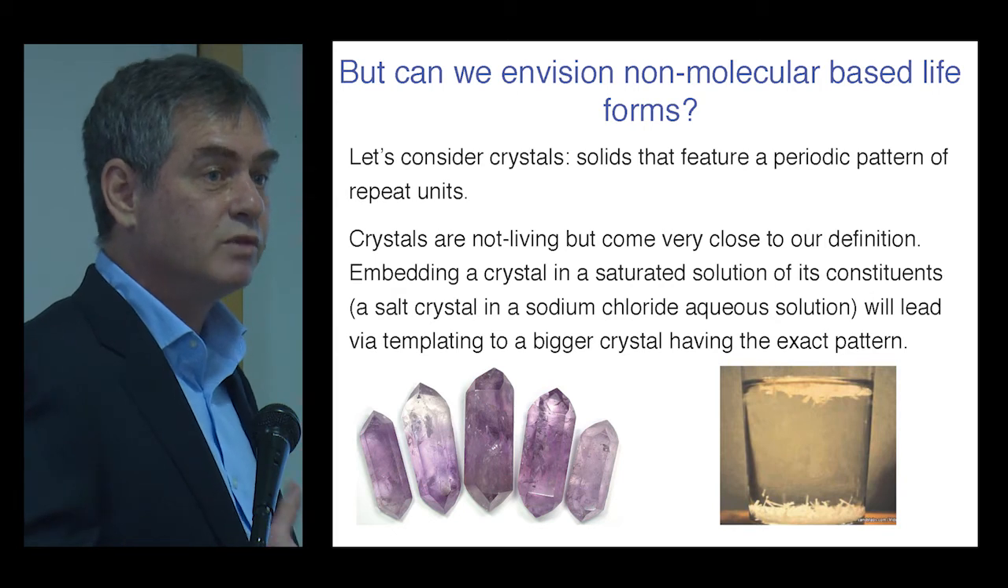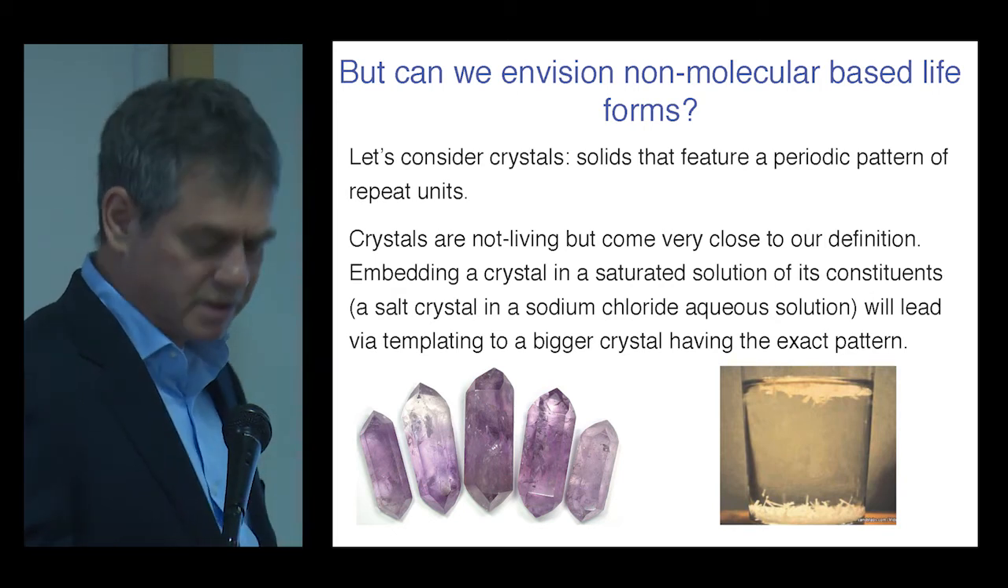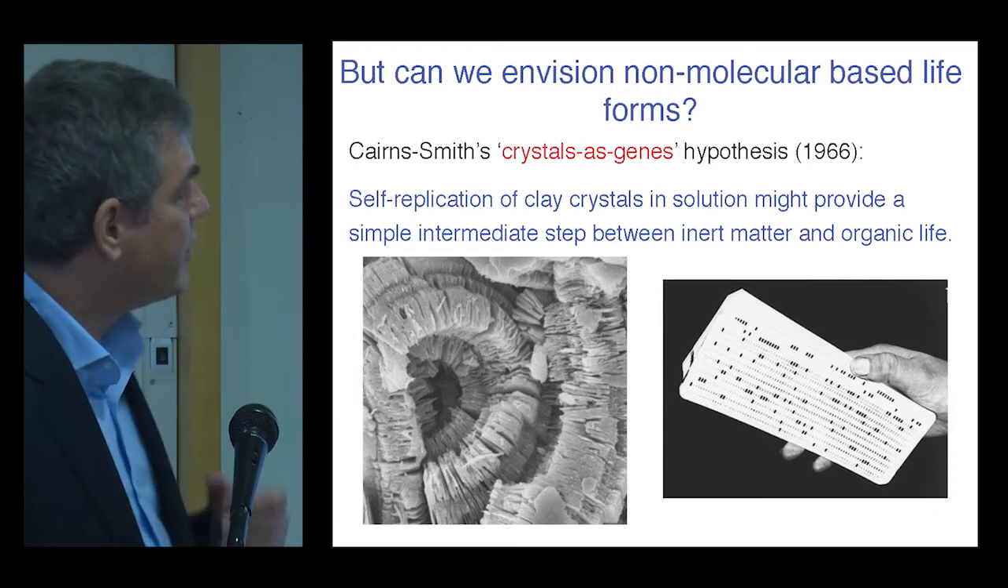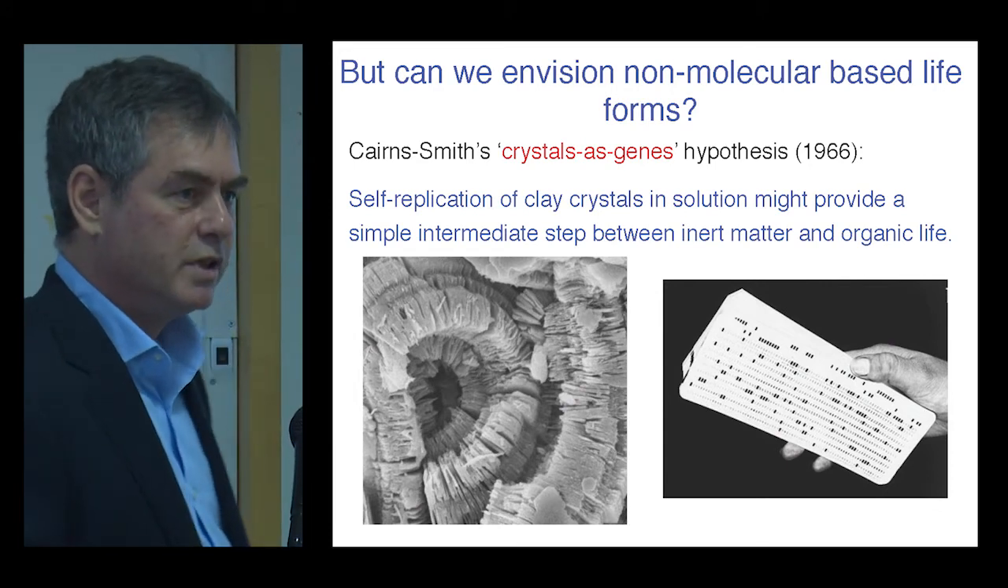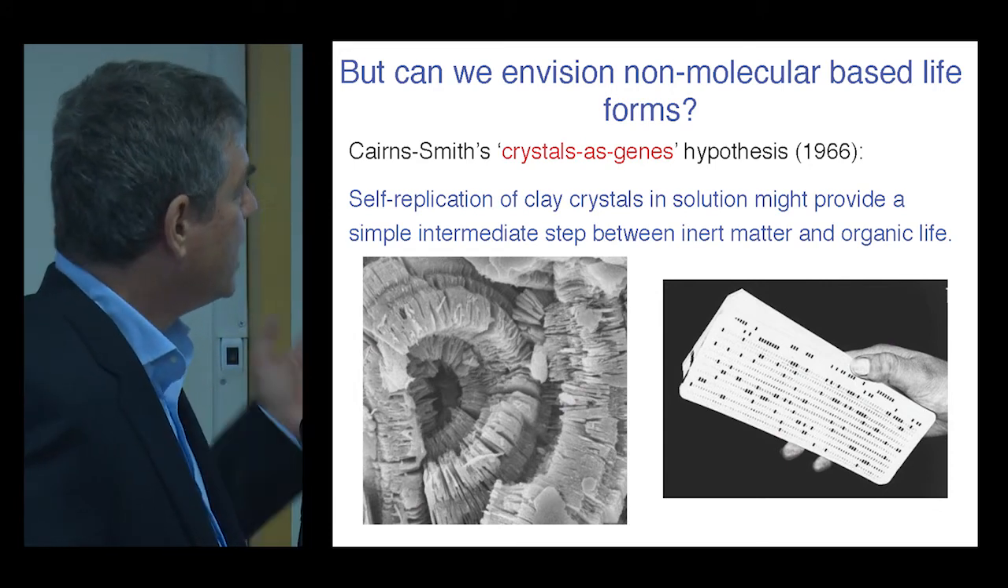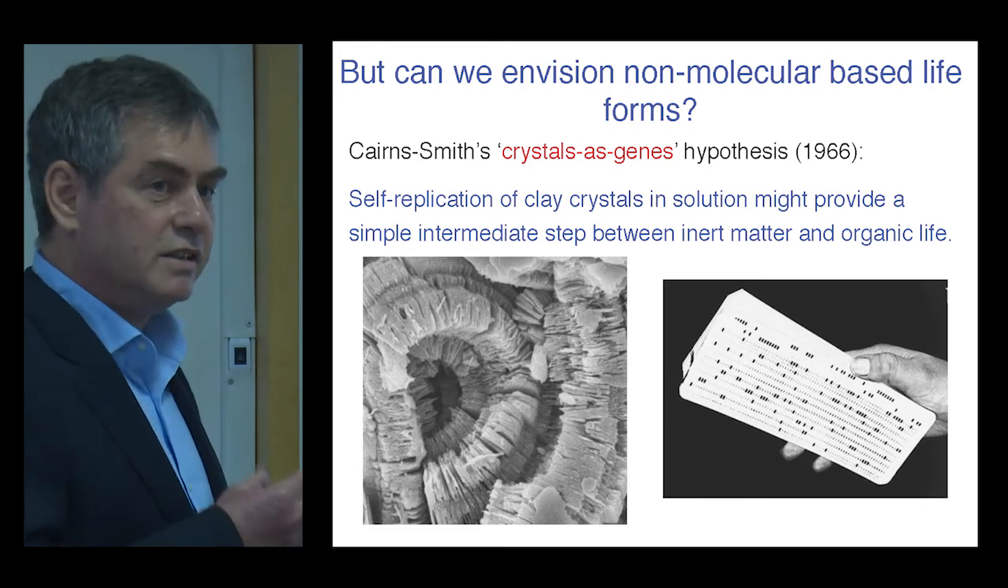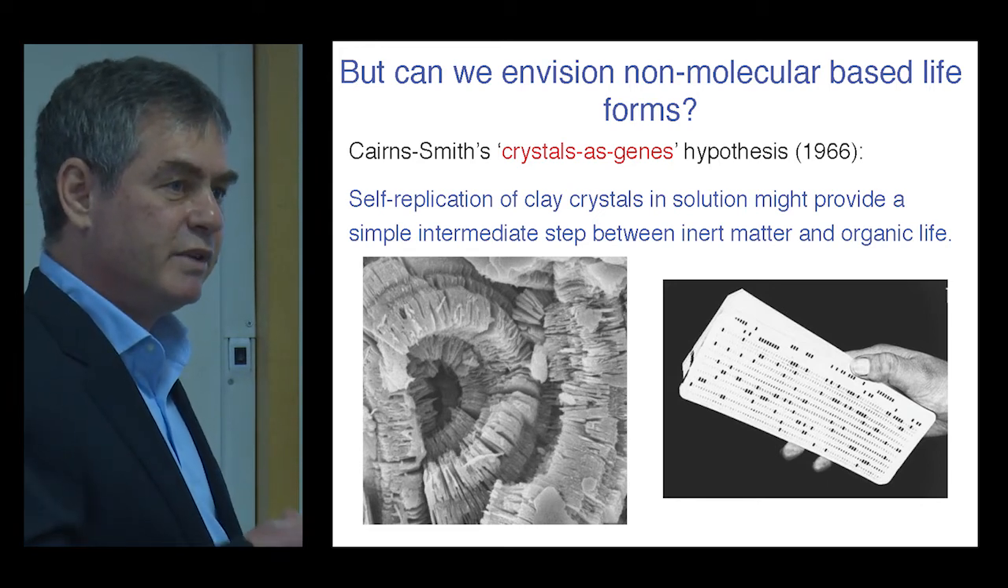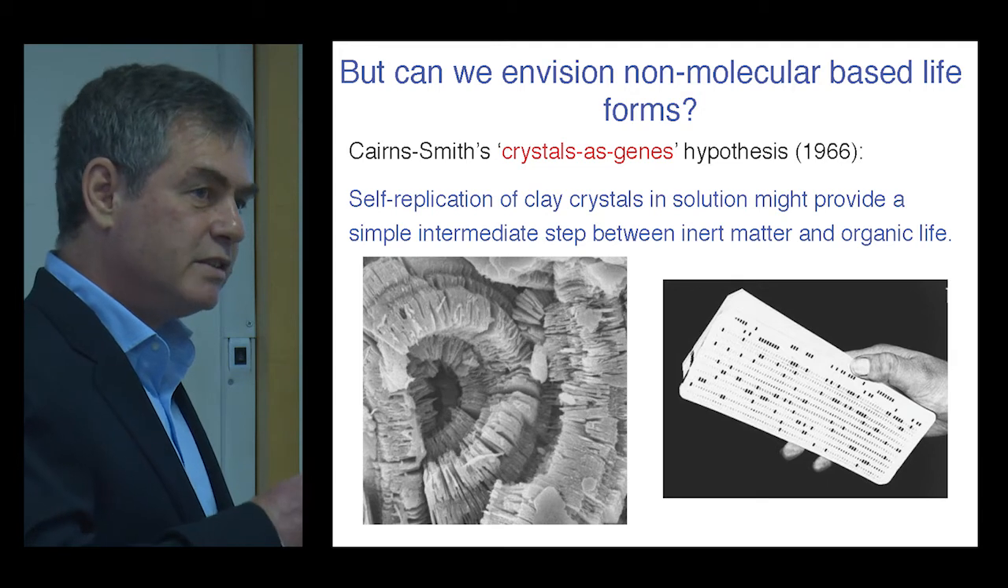So we have some sort of replication. This is not really life, but this is replication. And then came the hypothesis in 1966, which got me and yourselves into this problem, the Cairns-Smith hypothesis, that said that crystals may be regarded as genes, because this pattern may change.